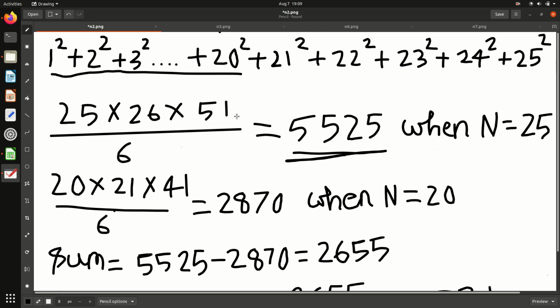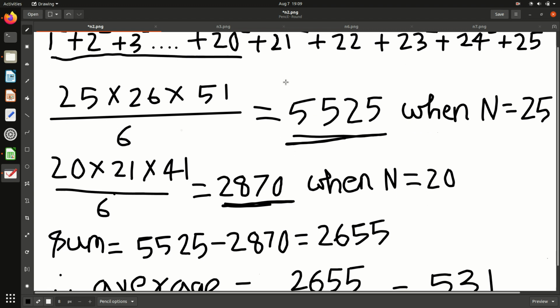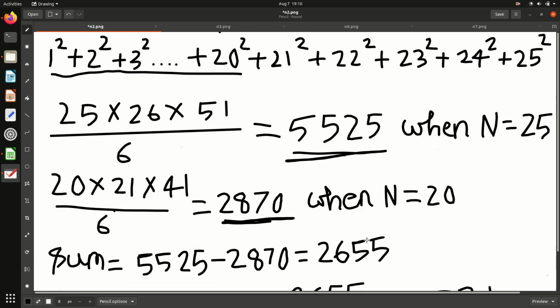Now we will calculate the sum up to 20 square. For that, again put in the formula. n will be now 20. So 20 into 21 into 2n plus 1, which will be 41, divided by 6. Now this sum will be 2870. So we have the sum up to 20 square and the sum up to 25 square. Now we will just subtract. As you can see, I have subtracted 5525 and 2870, and we got 2655. Now this 2655 is the sum of the squares from 21 to 25.